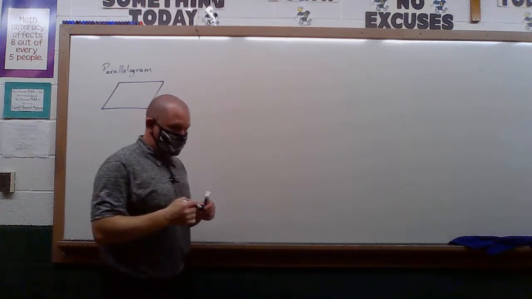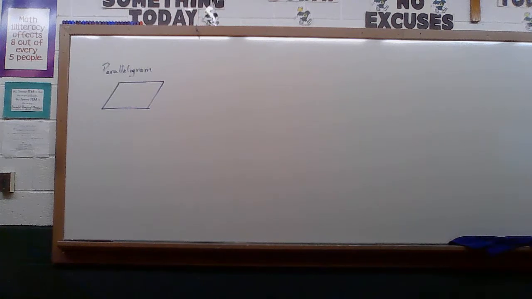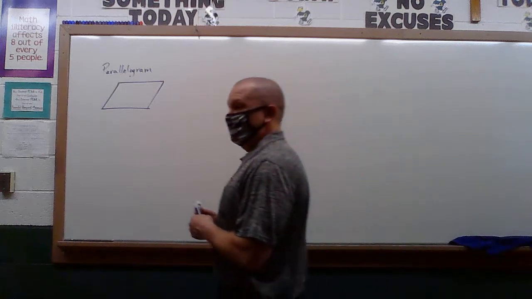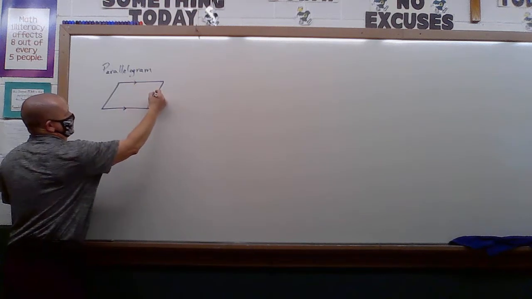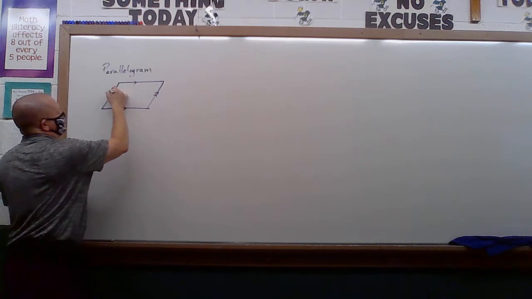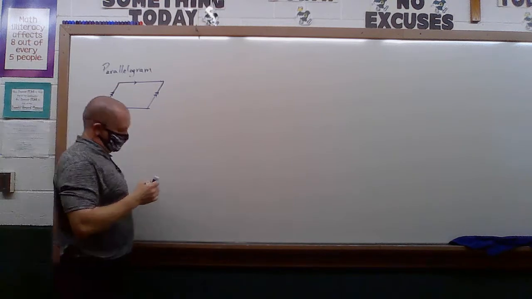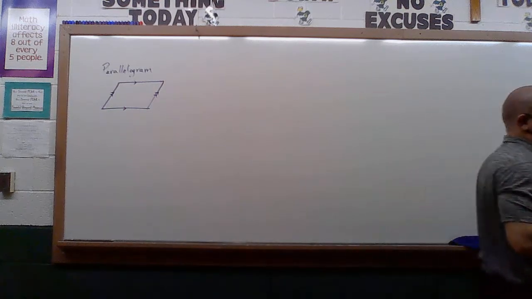Alright, this is our parallelogram. And realistically, we should put what? Our little arrows. And then this one, we should have 2 arrows. Alright, just to show that they are parallel. Okay?